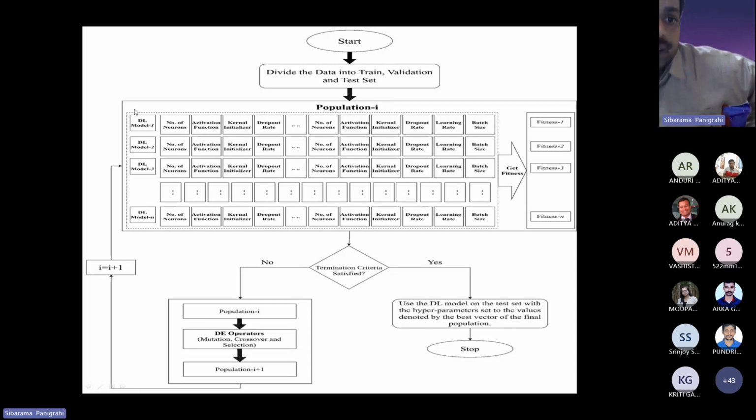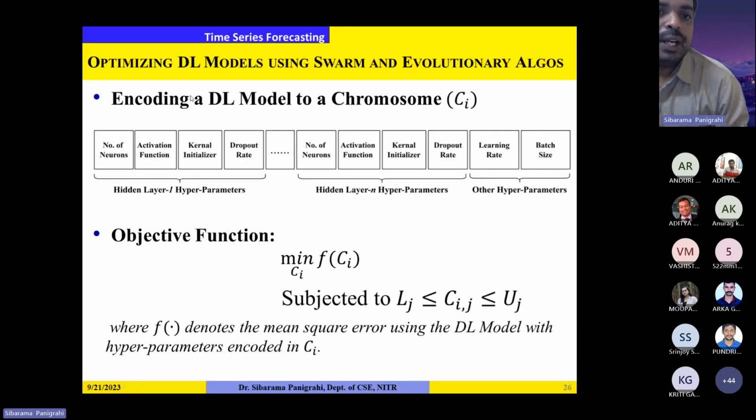Now the important thing is how we have encoded a deep learning model into a chromosome. Okay, let us go through it. In a genetic algorithm, you call it a chromosome. In differential evolution, you call it a decision vector. In particle swarm optimization, you call it a position vector. So it varies, but the concept remains the same. So let us see how we have encoded a deep learning model into a chromosome, decision vector, or position vector.